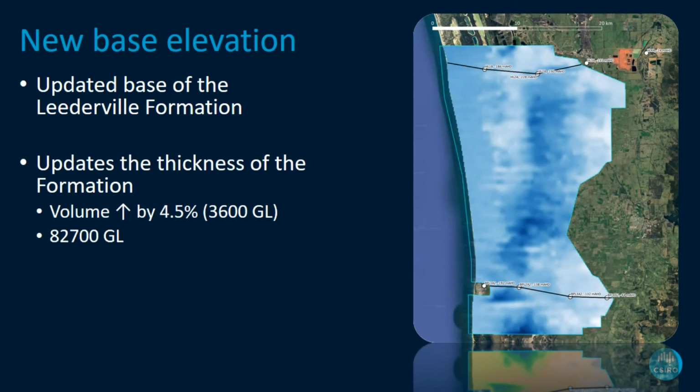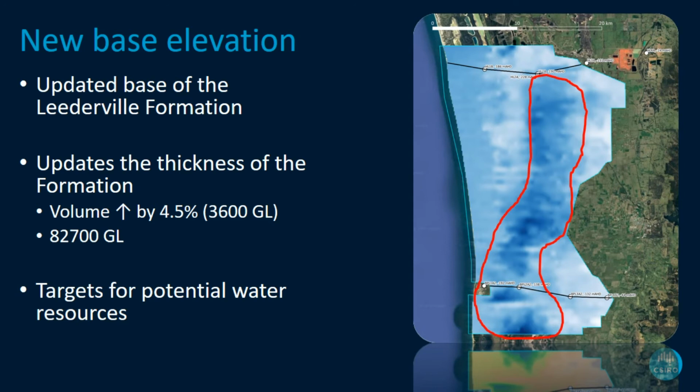So yeah, I've got the thickness. I've estimated that I've increased the volume by about 4.5%, which is about 3,600 gigaliters. The total volume is somewhere around 83,000 gigaliters. If you can estimate the porosity, then you can get your available groundwater that would be in the area. And then we go, where are we going to drill? So these are the targets for the potential area.